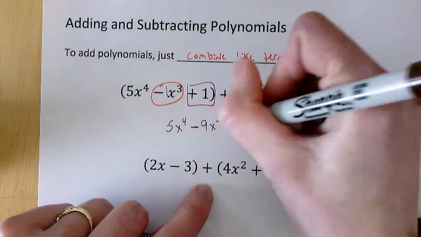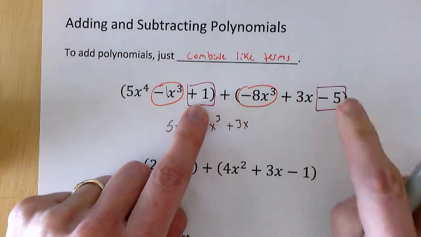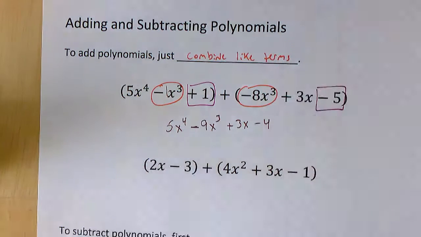Then I'm going to have my plus 3x, nothing to combine it with, so it just comes down. And then 1 bucket of water and 5 fires is going to work out to 4 fires. And that's your answer. Okay, so see, this is not hard. This is something we've been doing for a very long time.